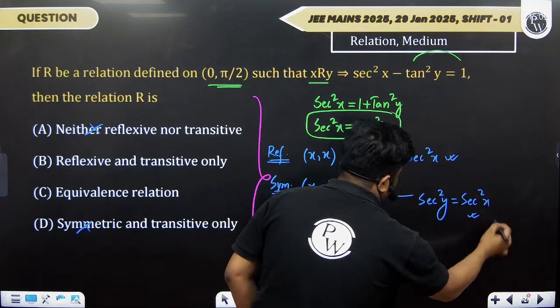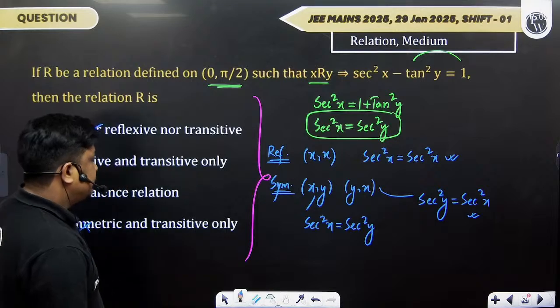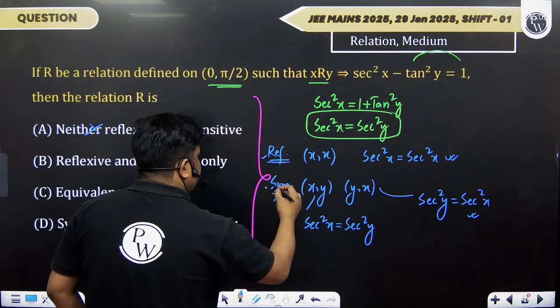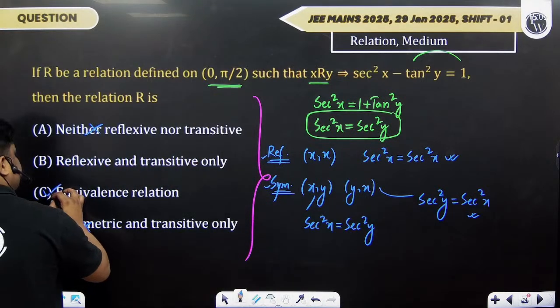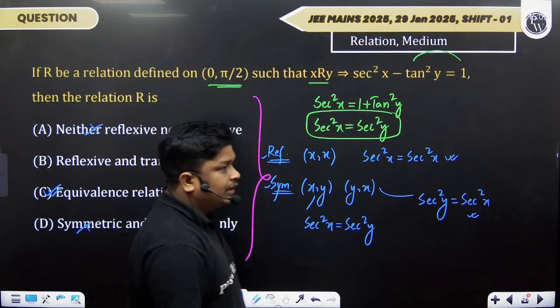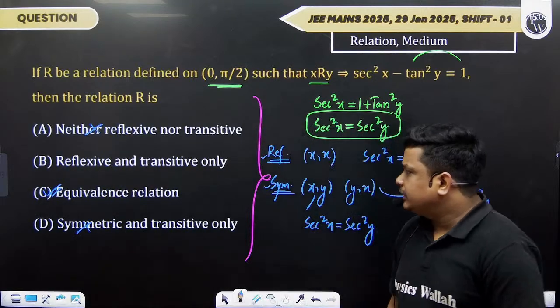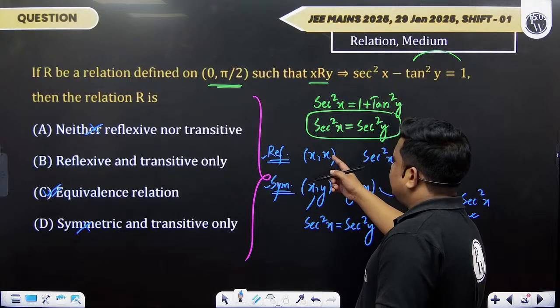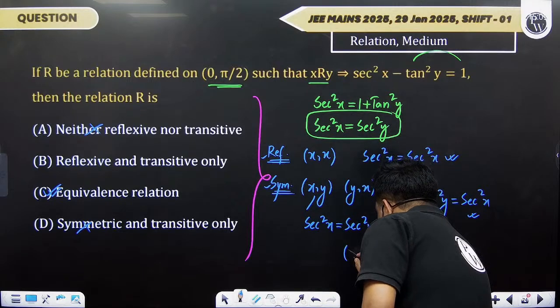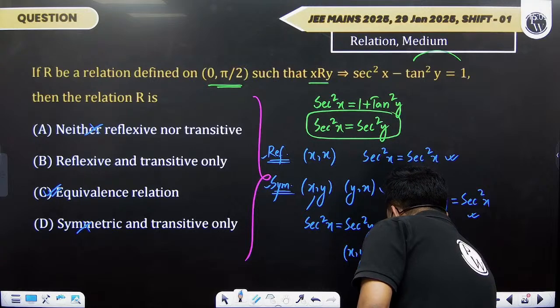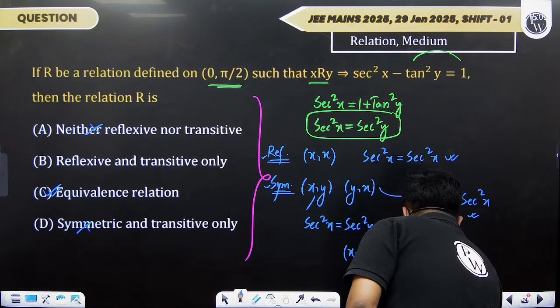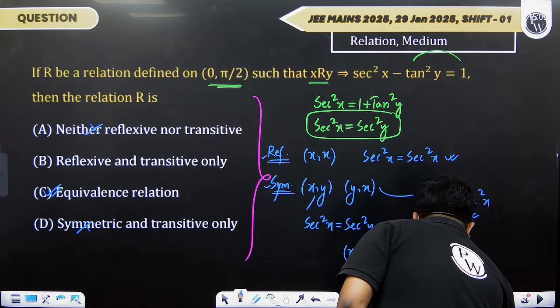This is also true. Correct. That means this is a reflexive as well as symmetric relation, which will obviously mean the answer is equivalence. We can simply check for transitive also. If x and y, and y and z lie, then x and z will obviously lie.